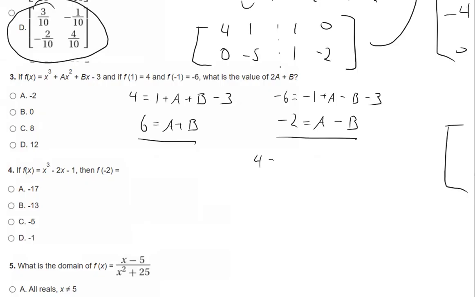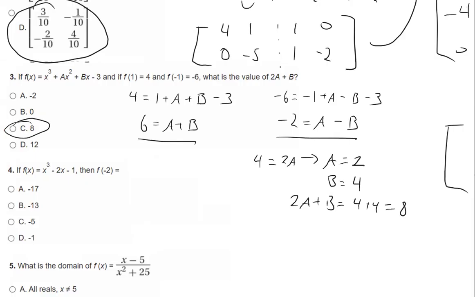So we add these two equations together, what do we get? We get 4 is equal to 2a, so a is equal to 2, and now we can just plug into either one of the two equations I underlined. So b is equal to 6 minus 2, which is 4. So then 2a plus b would just be 4 plus 4, which is 8. Okay?